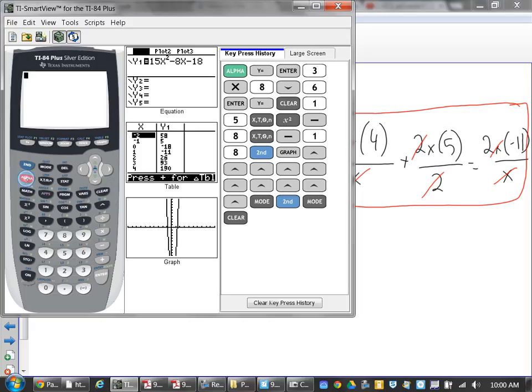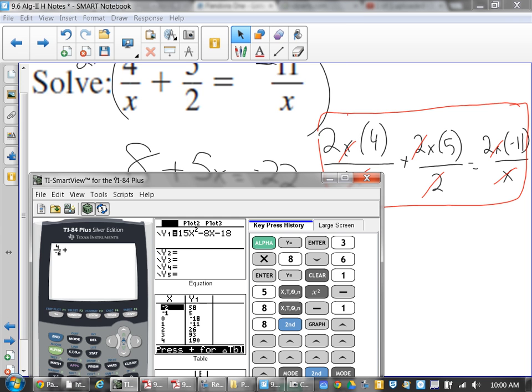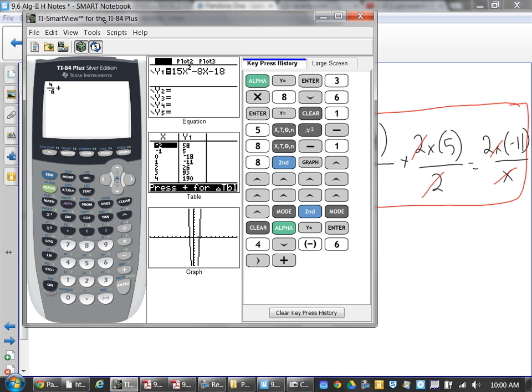So, what was it? Alpha y equals 4 over negative 6 plus, what was it? 5 over 2? 5 over 2. Thank you. Five over 2. And just hit enter.